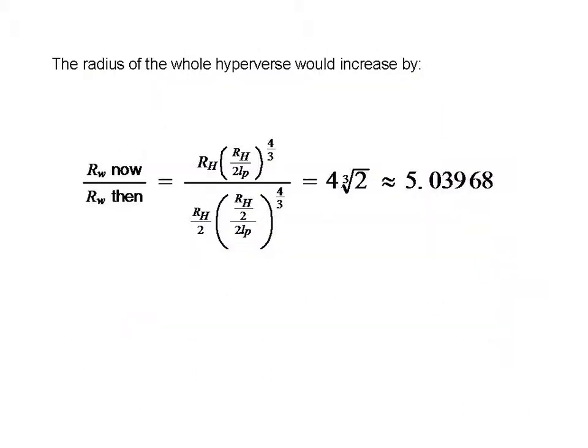The radius of the whole hyperverse would increase by about 4 times the cube root of 2. And we do this looking at the radius of the whole now, we have this factor here, and the whole then, and we take r sub h divided by 2. Everywhere we have r sub h, we have to cut it in half. And that gives us an increase with a doubling of about 5.039.